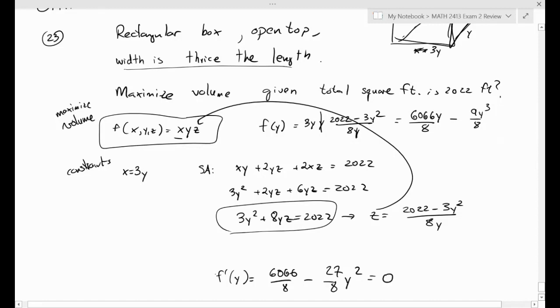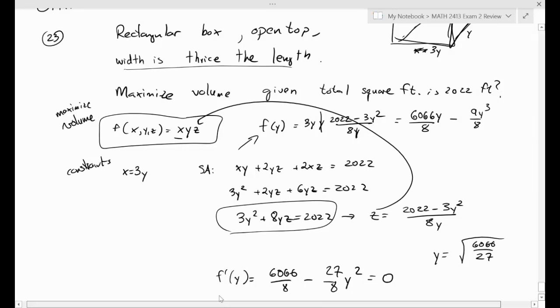Set that equal to 0, solve for y. So y would be the square root of 6,066 divided by 27. And then once you know y, you can go back to your volume function to get the max volume.